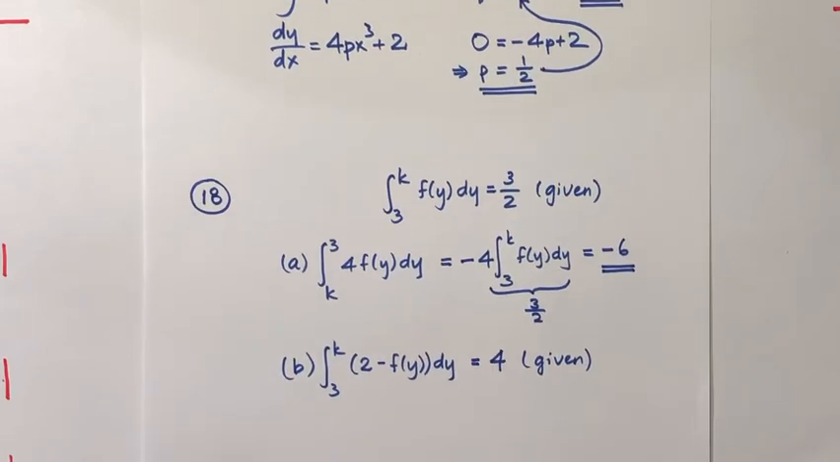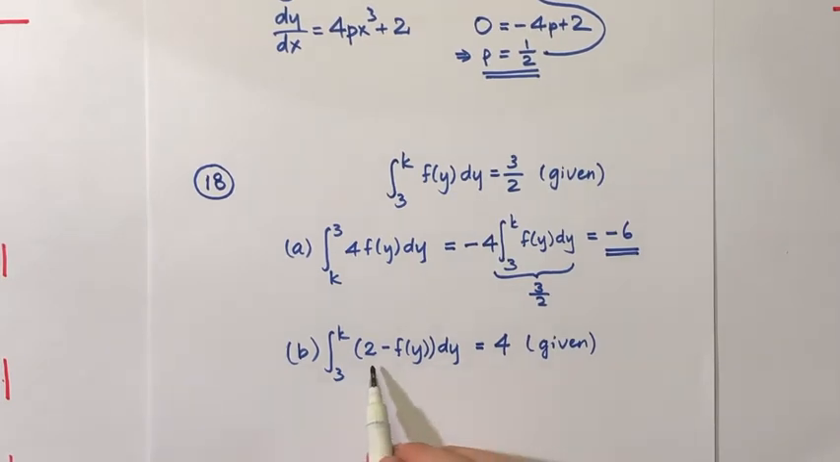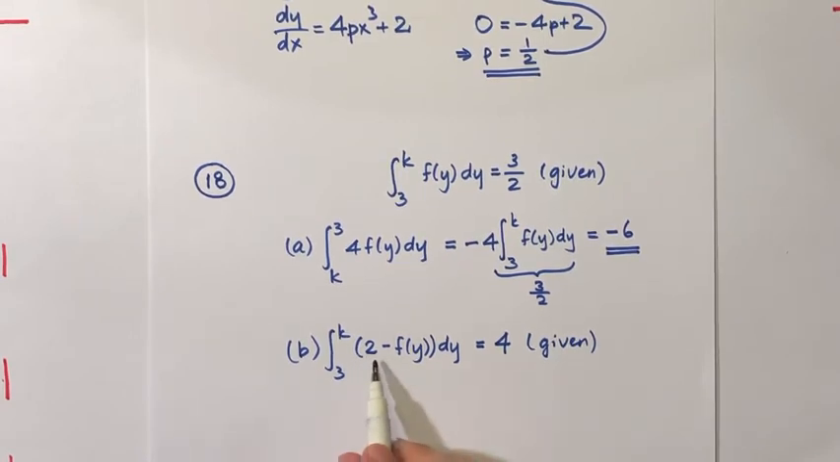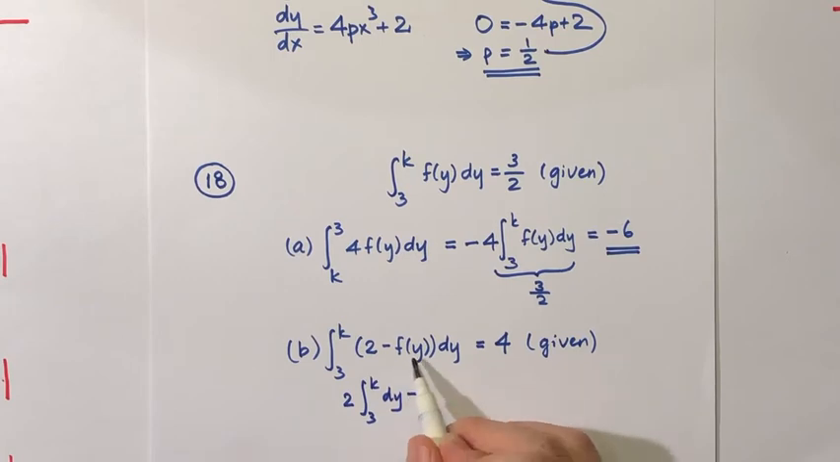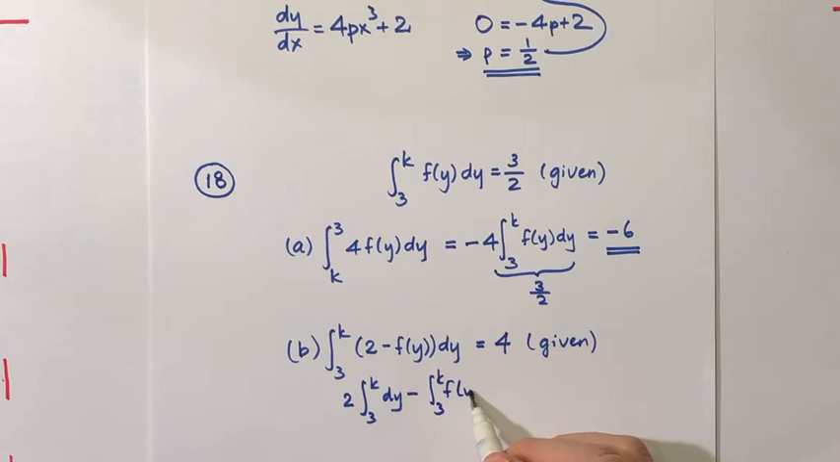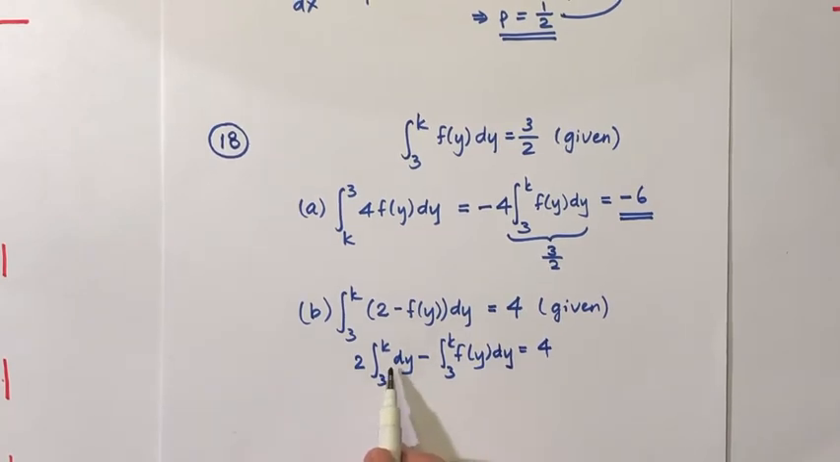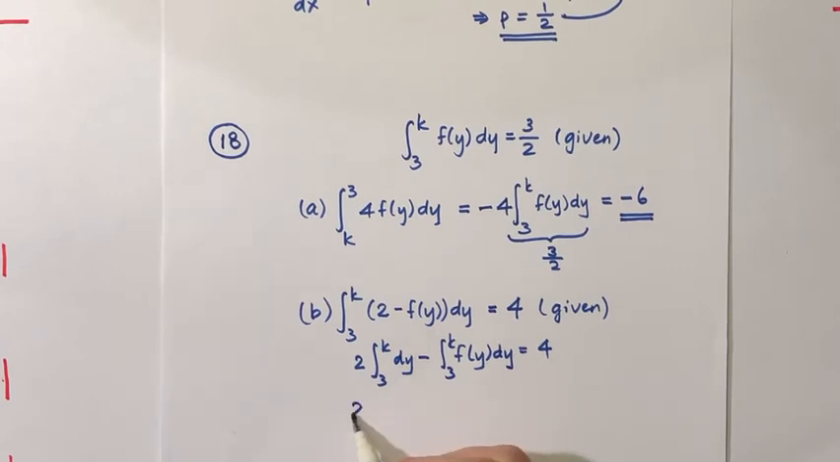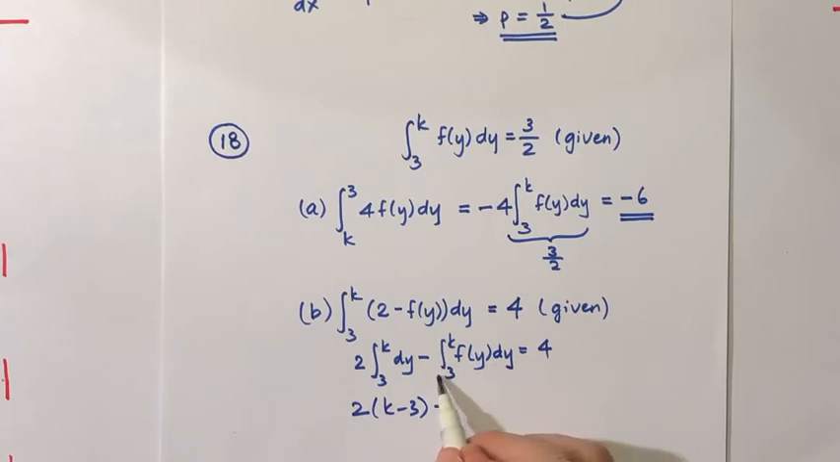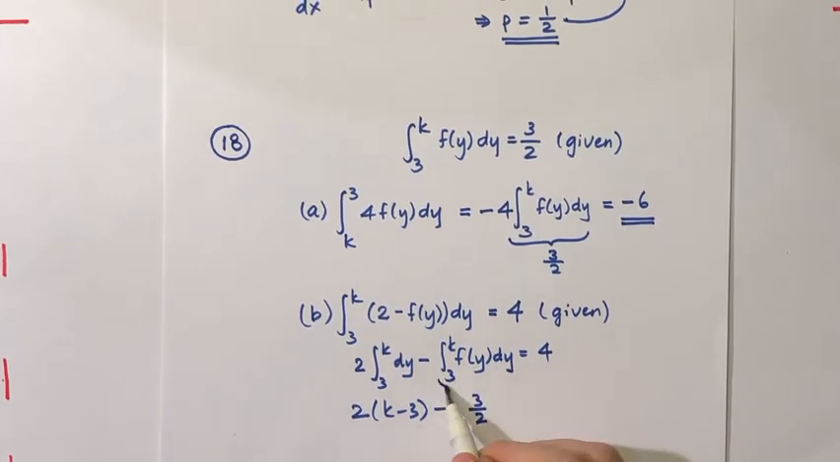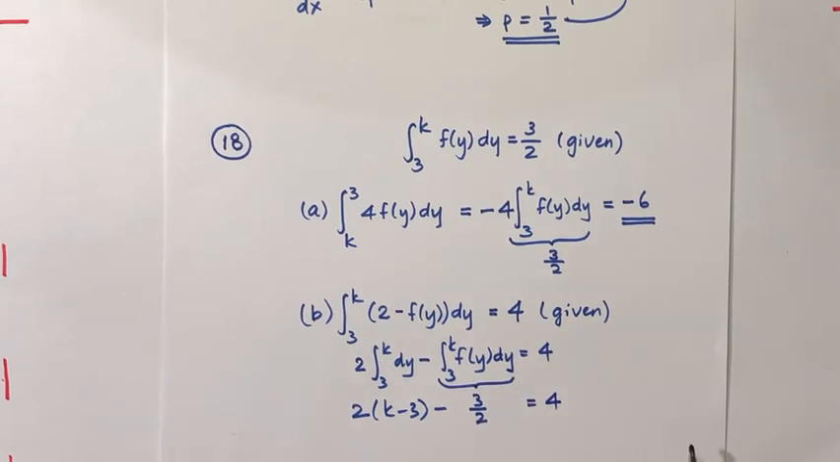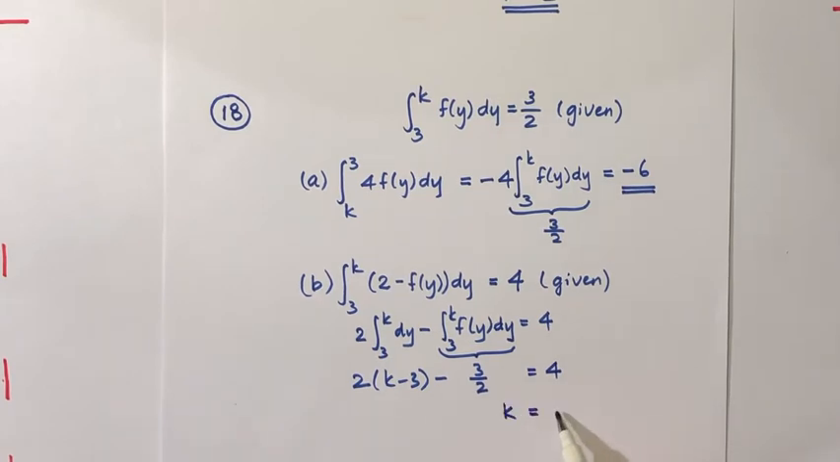For part B, given this equation, we have to find k. So we can split this integral into 2. The first one is the integral of 2 dy. So that's 2 times the integral from 3 to k of dy, minus the integral from 3 to k of f(y) dy, and that's equal to 4. And this integral is just y, so that's k minus 3. So that's 2 times (k minus 3) minus, and this thing here of course is 3 over 2, which is given above. And that's equal to 4. If we solve that carefully, you'll find that k is equal to 23 over 4. And that's the answer for part B.